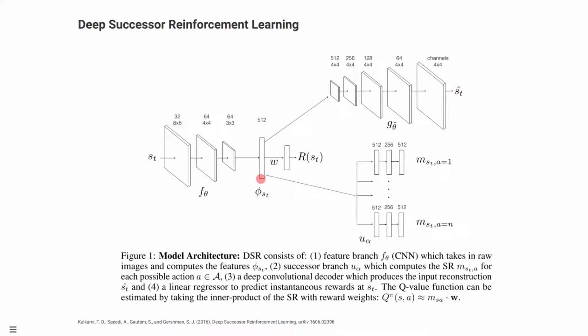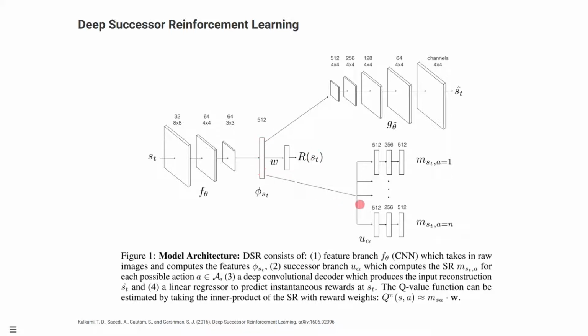From this latent representation, phi of the state, we are going to predict how much reward you get in that state. The immediate reward function is a linear function. You have a weight vector W, and you take the dot product between this vector with 512 elements and the latent vector, also with 512 elements. That gives you one value: how much reward you get.